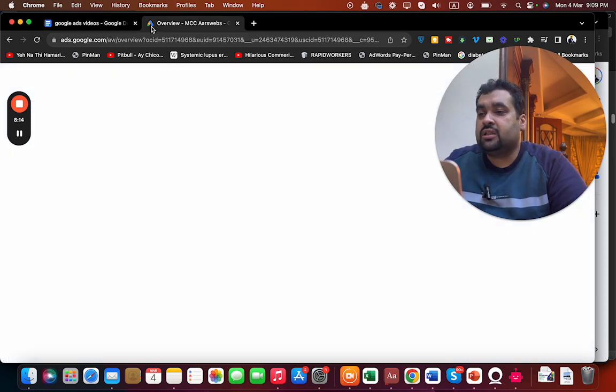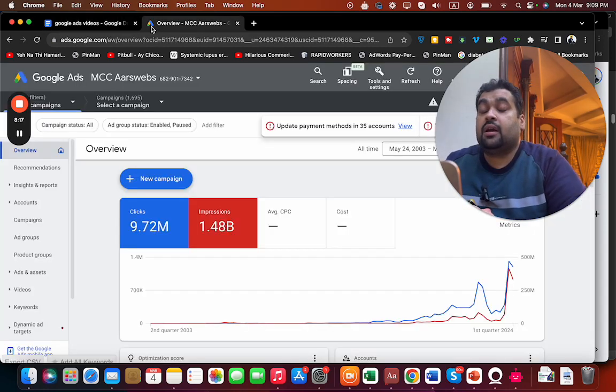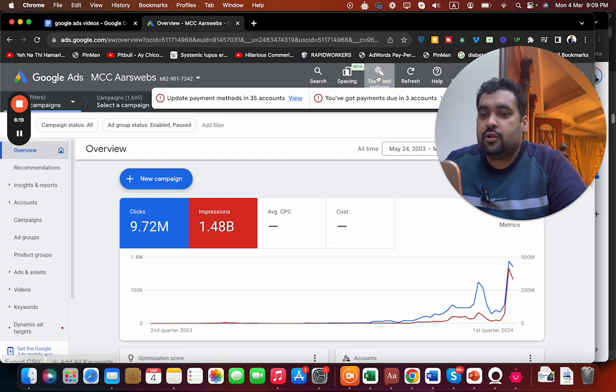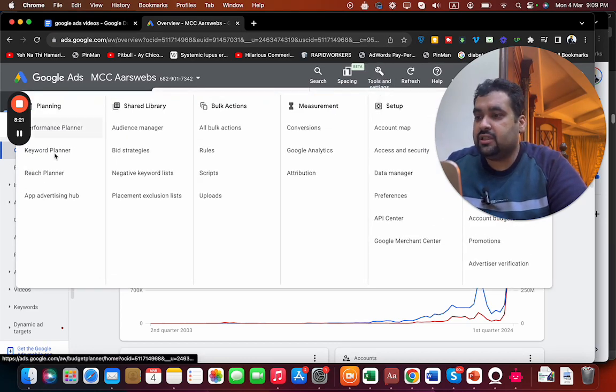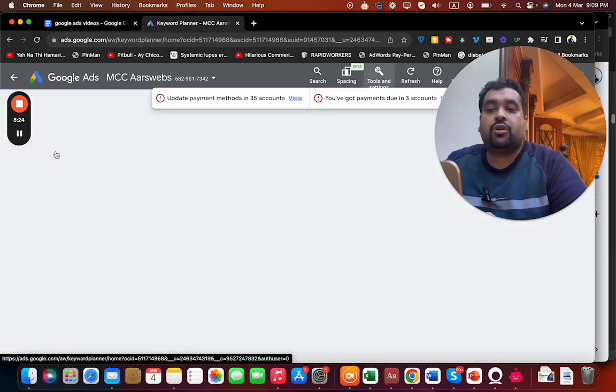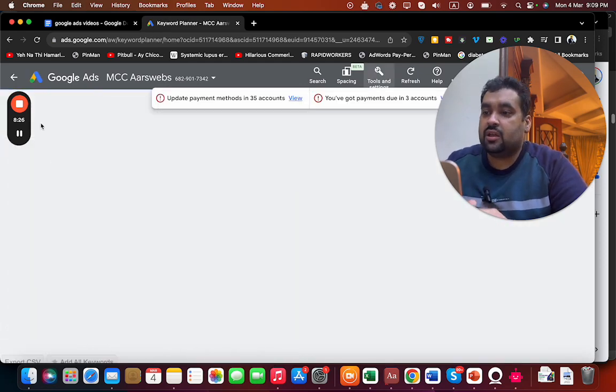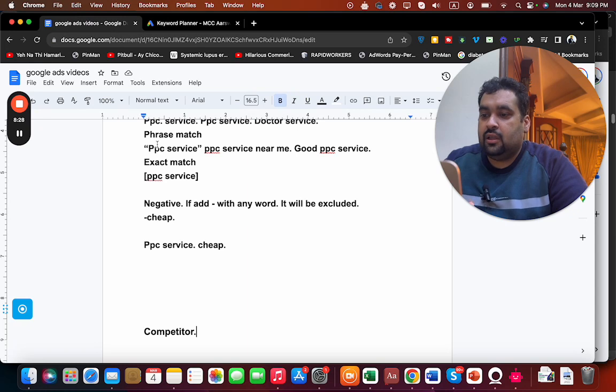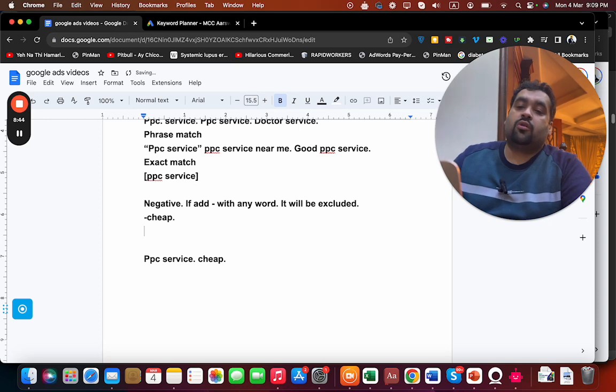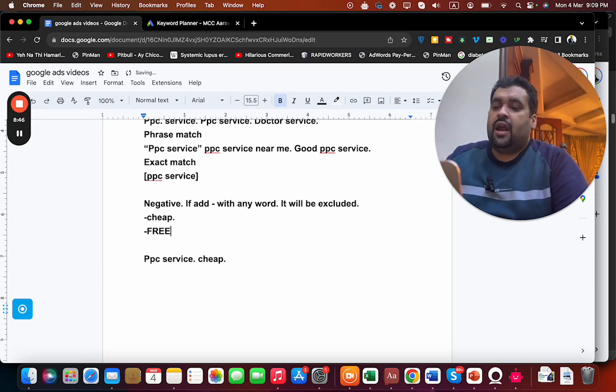But for someone who wants to create a good campaign, you can simply move to Tools and Settings, select the Keyword Planner, and do your research on your keywords. Remember to add the double quotation marks so that your keywords are shown as a phrase. You can target phrase match, and negatives should be added for those queries where you do not want your ad to be shown. It can be any word, even the word free. If someone is looking for a free deal, your ad won't be shown.